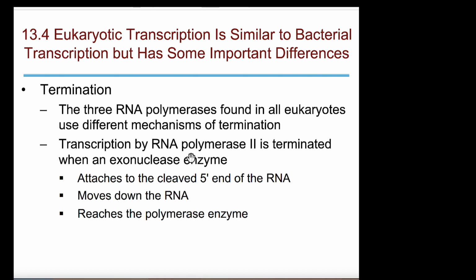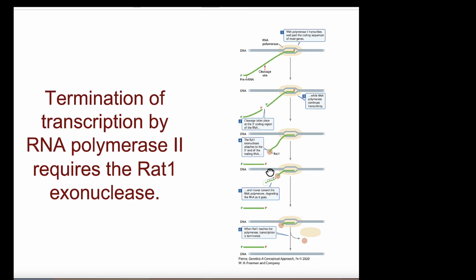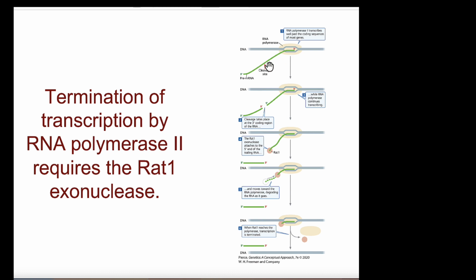And we also have to consider RNA polymerase 2 and its ability to act as an exonuclease enzyme. With its exonuclease activity, it is able to attach to the 5' end of the RNA, move down the RNA, and reach the polymerase enzyme to help with the termination process. All right, so you can see here this process where you have the RNA that is being synthesized as a function of the DNA. You have the cleavage that takes place. Here's the RAT1 protein that's binding, and this portion will be degraded, and that is also thought to be essential in the stimulation of termination.